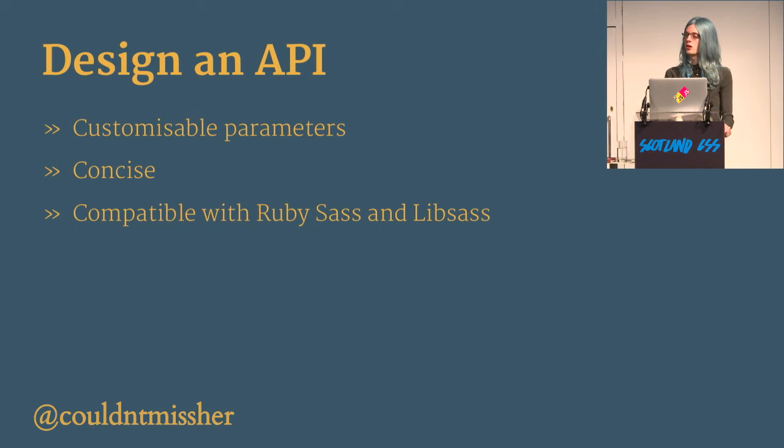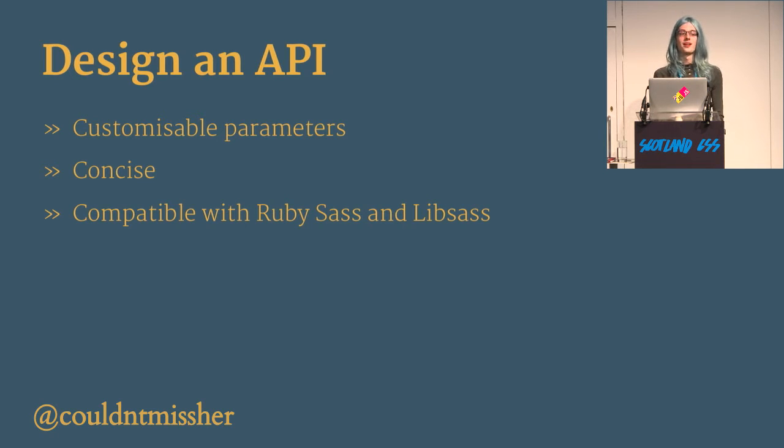And something that you might not have thought about until it bit you, like it bit me, was that your API needs to be compatible with Ruby Sass and libsass. Because while they're theoretically the same language, libsass tends to lag a bit behind. And there are some weird edge cases that libsass has that you have to hack around. And the fun thing about these edge cases is that generally when you find them, you are the only person that has ever encountered them.